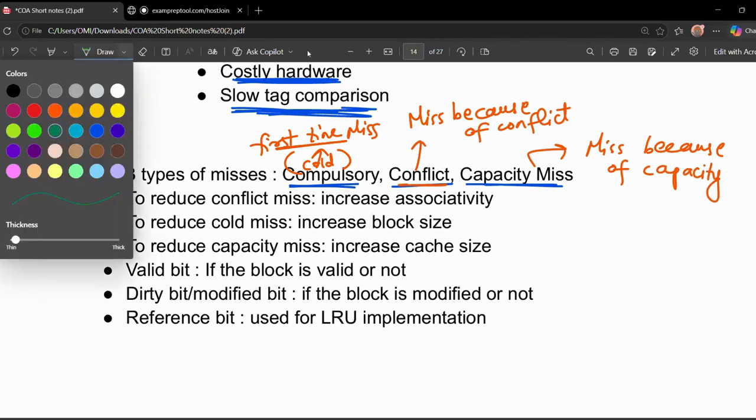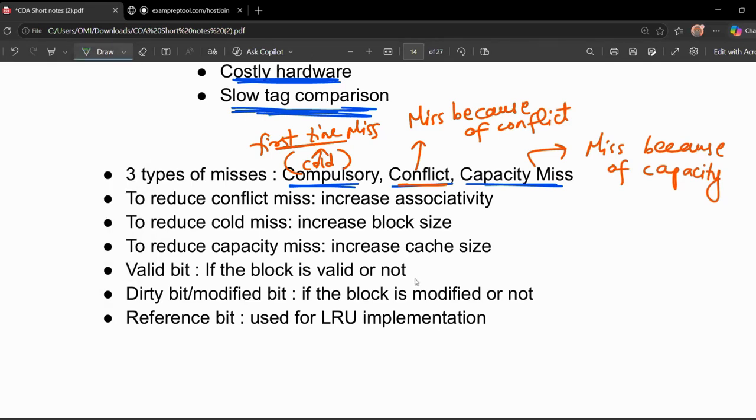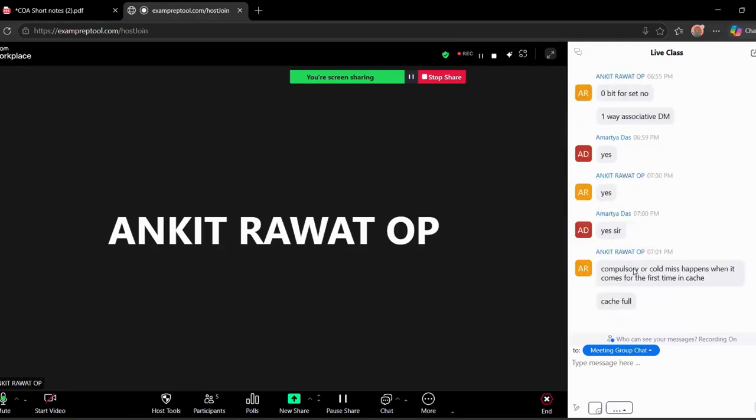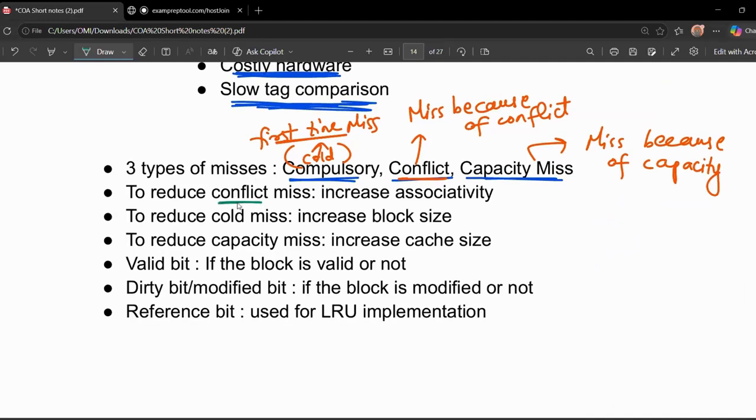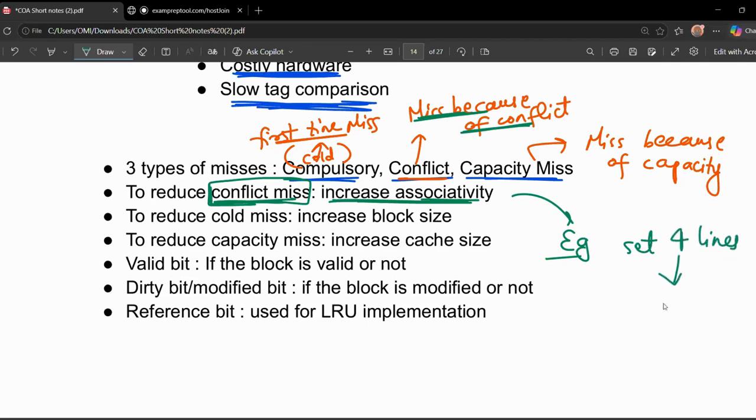Now, what are the things we should do to reduce the misses? To reduce the conflict misses, what can you do? You increase the associativity. For example, before, assume that your set has four lines. You increase to eight lines, or to 16 lines, or 32 lines.